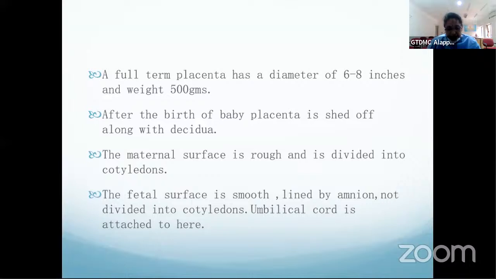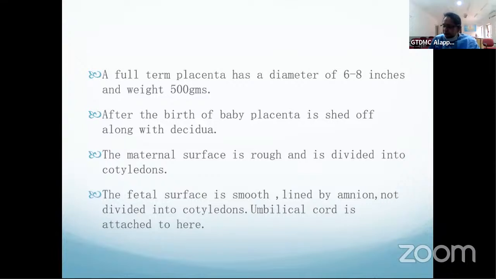So what are the clinical features? The patient may present with severe vomiting, that is hyperemesis. Whenever a patient comes to the casualty with severe vomiting, always think about two conditions: multiple pregnancy and vesicular mole. Wherever there is an increased amount of HCG, which is the tumor marker here, it will cause severe vomiting. So you have to do an ultrasound and rule out these two conditions, hydatidiform mole and multiple pregnancy.